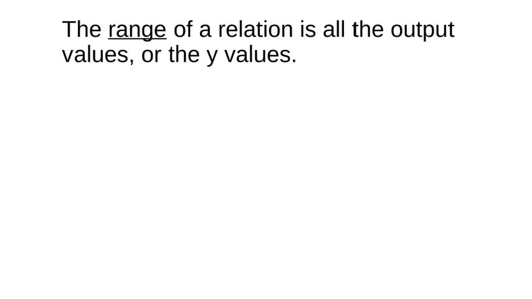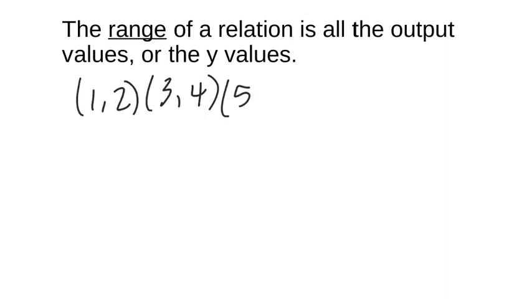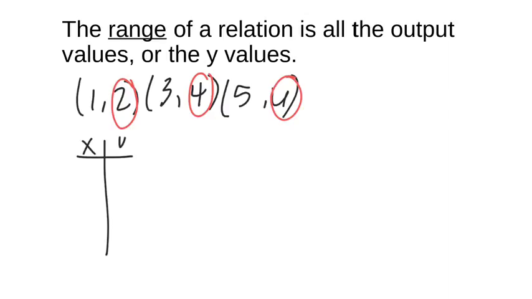The range of a relation is all the output values or the y values. So again, when we had ordered pairs in a list like this, the range were the y values, so like 2, 4, and 6. Okay, in a table, the range again was all the y values. So in this table, the range would have been 4, 5, and 6.